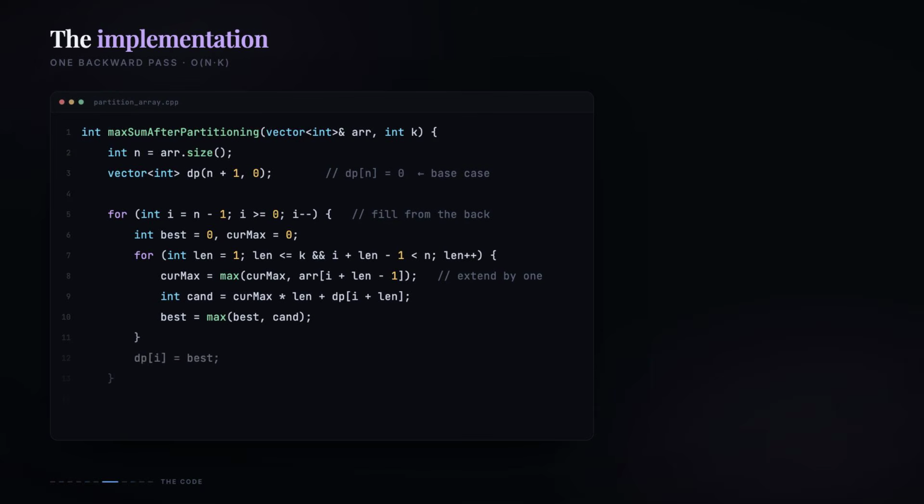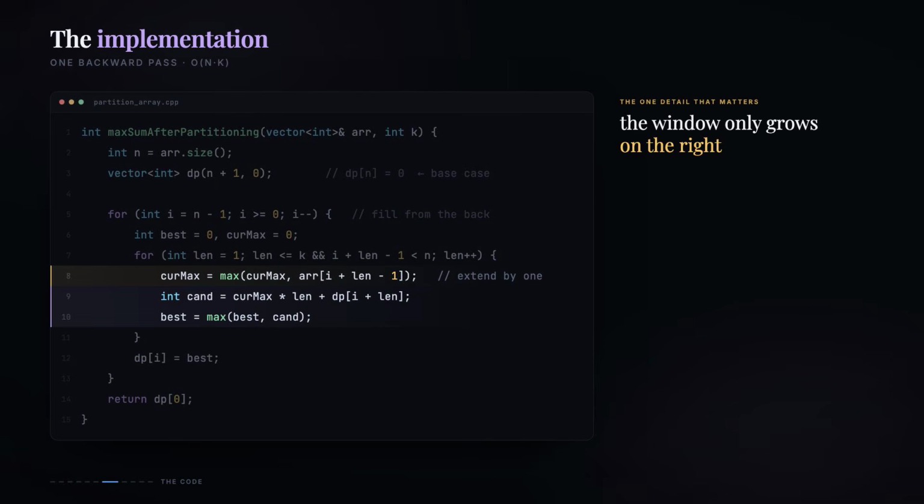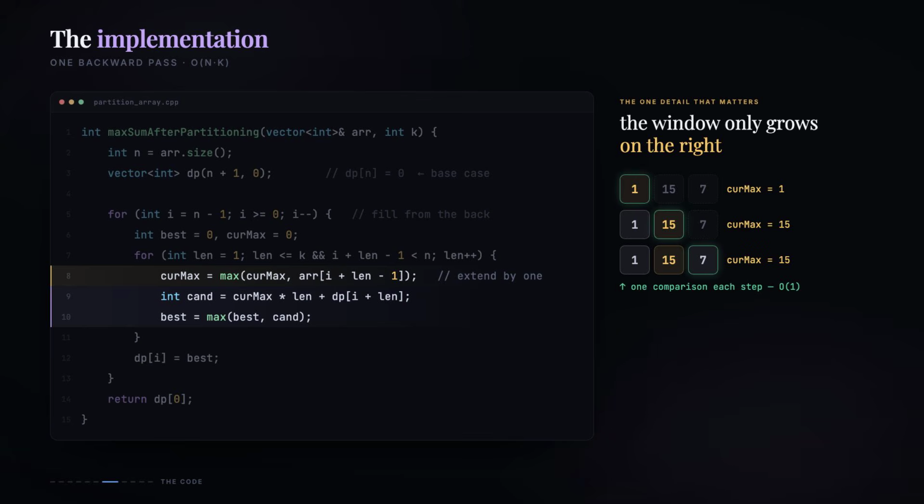Here it is in code, a backward loop over i, and an inner loop over the block length. One detail matters most. Watch the running max. As len grows by 1, the window grows by exactly 1 element, on the right. So the maximum updates in constant time.